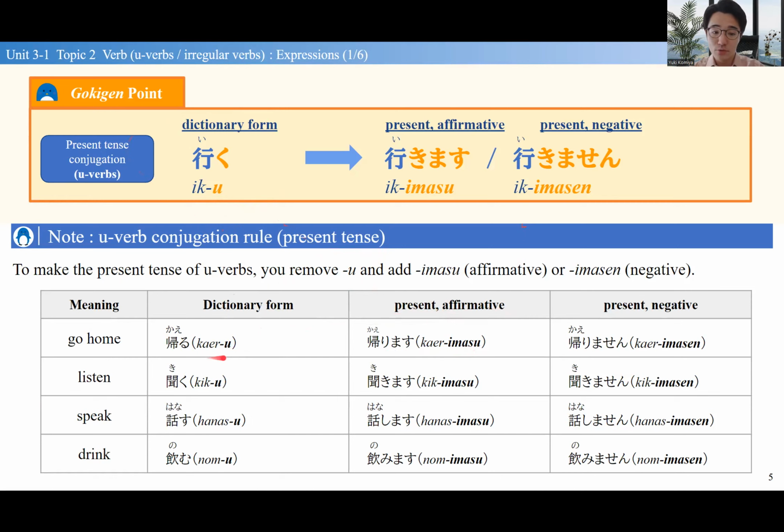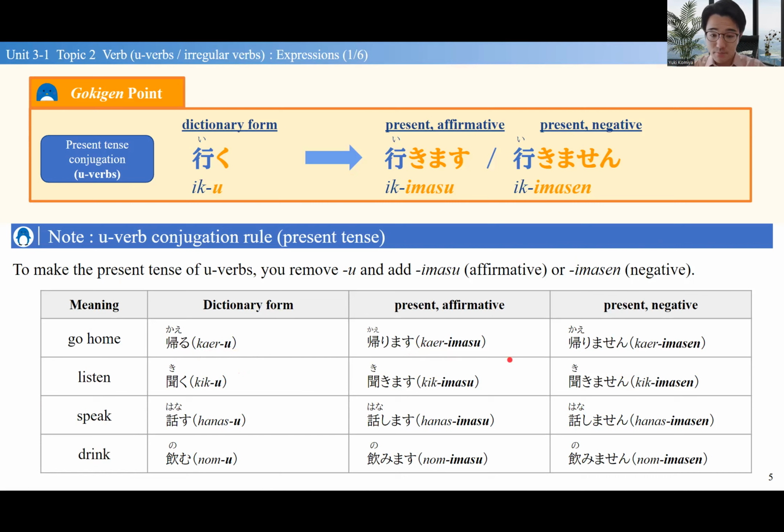So kaeru, this is a u-verb. Now this ends in eru, so you might think it's a ru-verb, but kaeru is actually one of the special cases. It looks like a ru-verb, but it's actually a u-verb. So there are some exceptions like this. There's not so many, but some of them are exceptional. So kaeru is actually a u-verb. Look at the u and replace that with imasu.